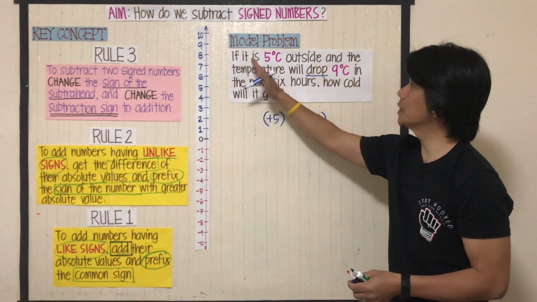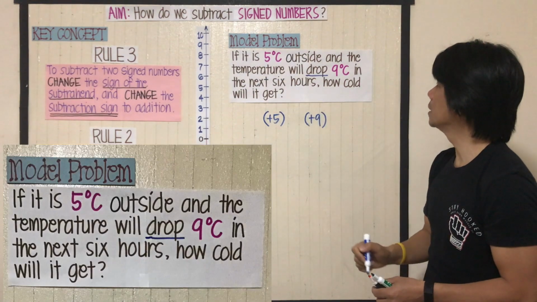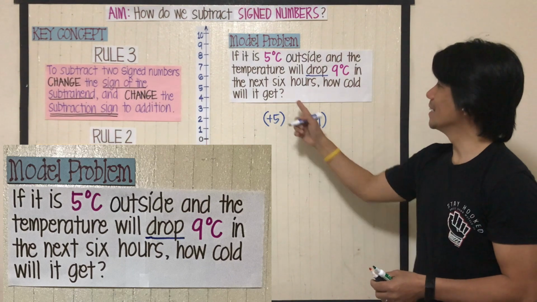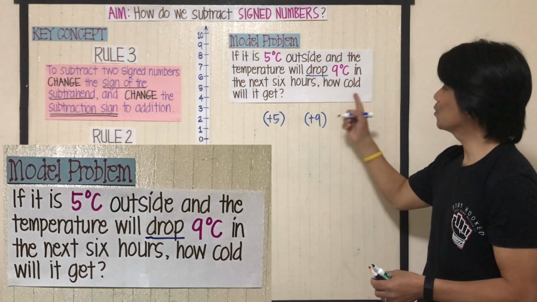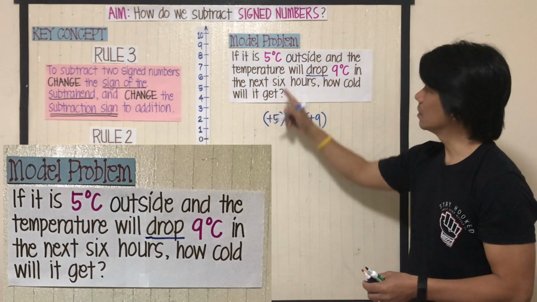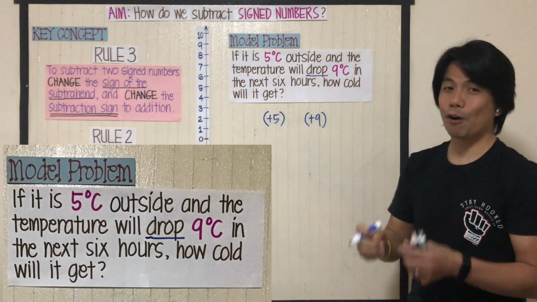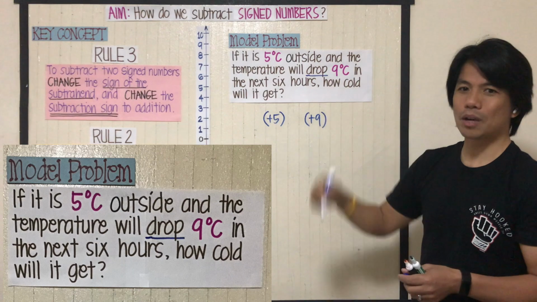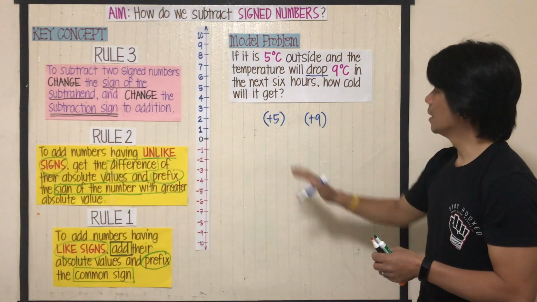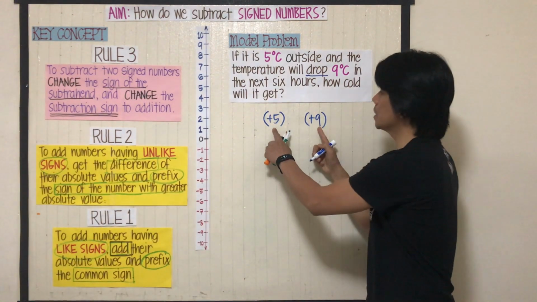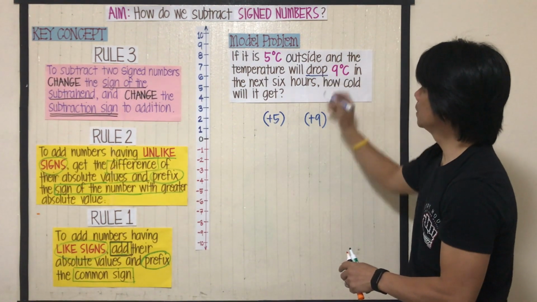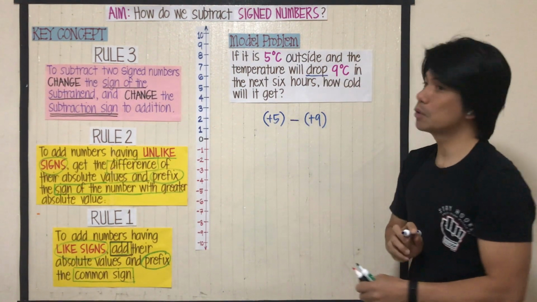It says if it is 5 degrees Celsius outside and the temperature will drop 9 degrees Celsius in the next 6 hours, how cold will it get? Although 5 degrees Celsius is already cold, according to the problem, it will drop 9 degrees Celsius. Now, we're given two numbers, 5 and 9, but since it says drop, that means it's a subtraction.